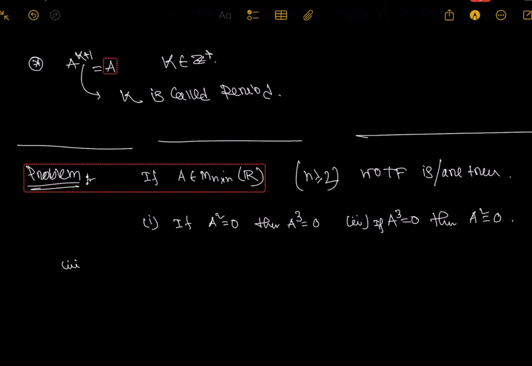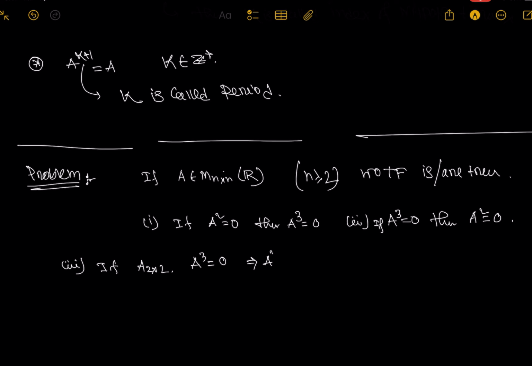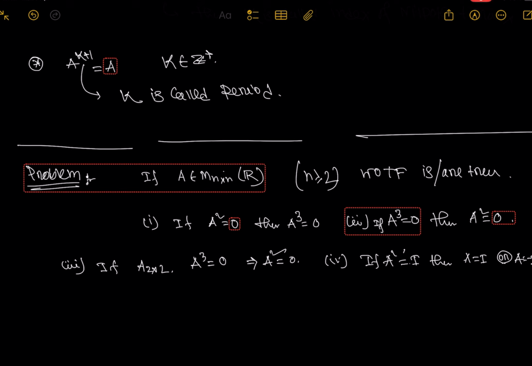Third, if A is a 2 cross 2 matrix, A cube equals 0 implies that A square equals 0. Fourth, if A square equals I, then A equals I or A equals minus I. Okay, then for this problem, which of the following is true?